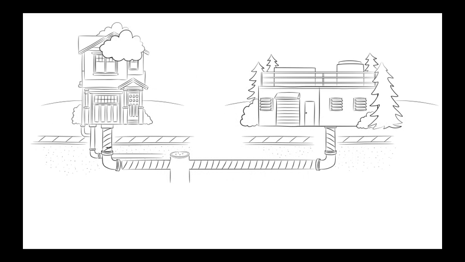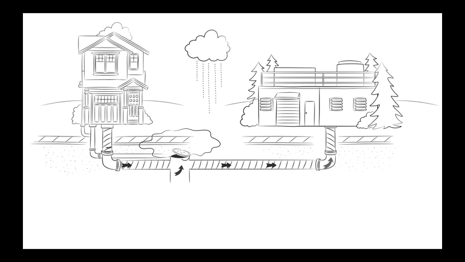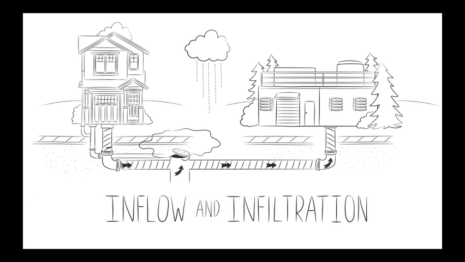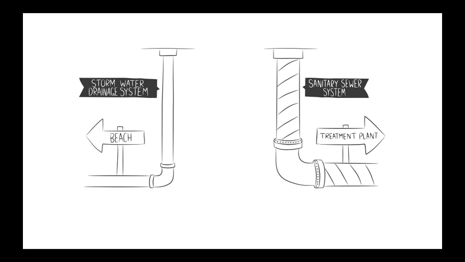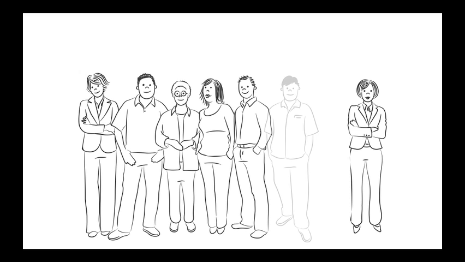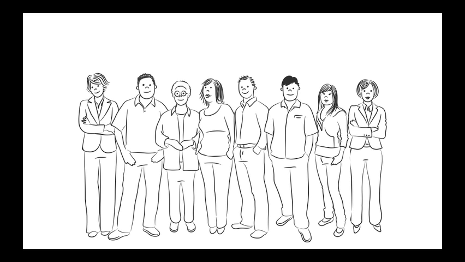Rain and groundwater often mistakenly end up in the sanitary sewer. That can cause sewage overflows and overwhelm our treatment plants. This is called inflow and infiltration. To ensure the safety of residents and the environment, our stormwater drainage system must be kept separate from our sanitary system. Preventing these problems is everyone's responsibility.